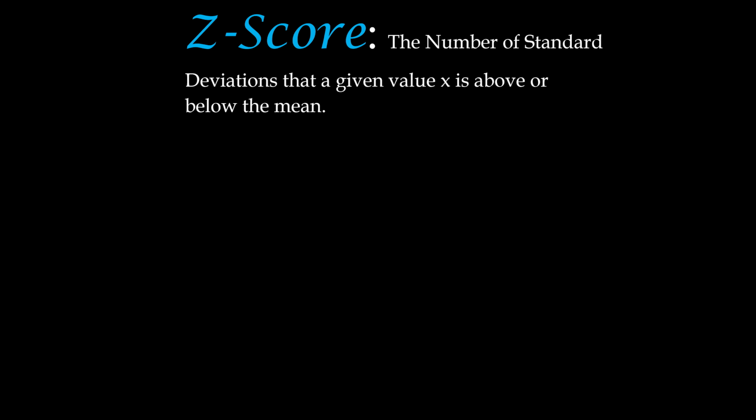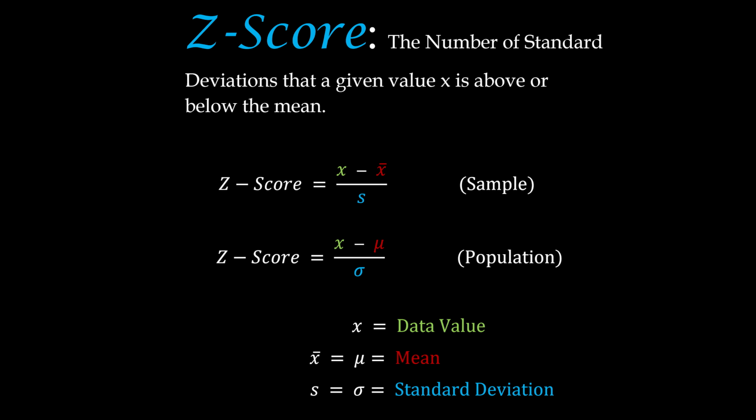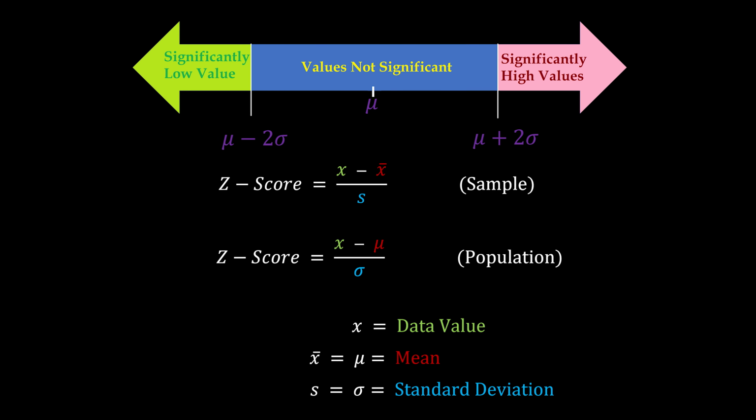We call this the z-score. The z-score is a number that tells us how many standard deviations a data value is away from its mean. A z-score of 0 means that our value is the same as our mean. A z-score of 1 means our data value is 1 standard deviation above the mean. A z-score of -1 means that we are 1 standard deviation below the mean, and so on and so forth.